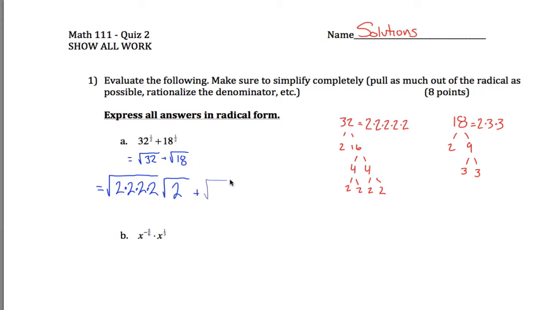And then with the 18, that 9, that perfect square, that 3 times 3, I can put under the good side. And I'm left with the 2 under the bad side. So this good side, by the way I constructed it, is a perfect square. This pair of 2's turns into a 2. This pair of 2's turns into a 2. This pair of 3's turns into a 3. And so what I'm left with is 4 root 2 plus 3 root 2. In other words, 7 root 2 is my final answer.